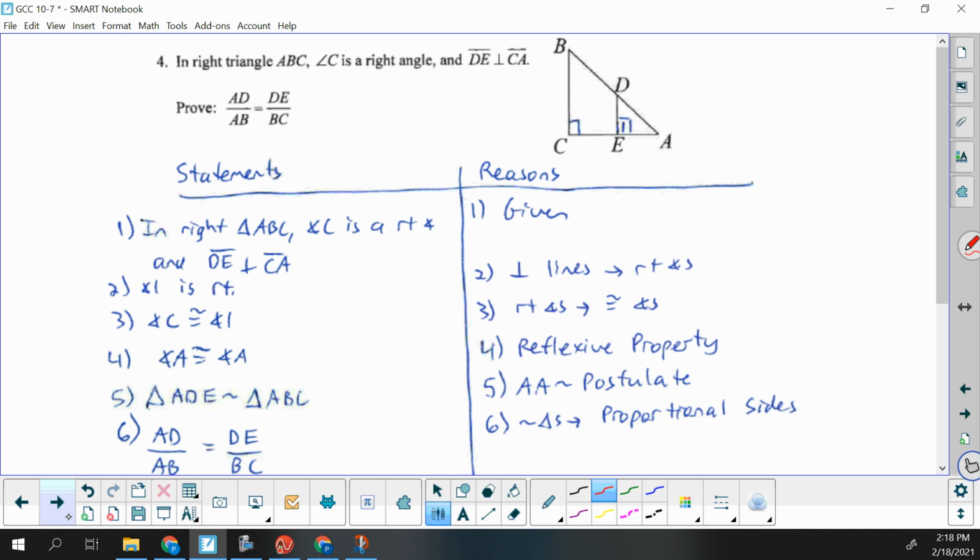In 4, there's only 2 triangles in that picture, so it's pretty obvious which ones are trying to get similar. They told you C is a right angle, then do your perpendicular lines implies right angles to get angle 1 is right. Then you can do right angles implies congruent angles. They both share angle A, so we can do angle A is congruent by the reflexive property. That gives us the angle-angle similarity postulate. Triangle ADE is similar to triangle ABC.